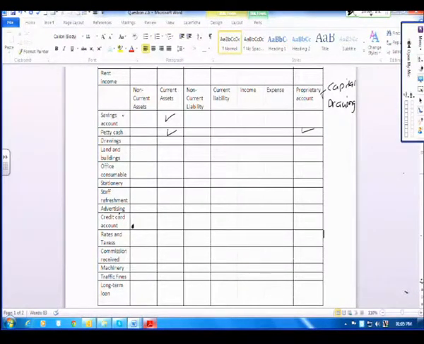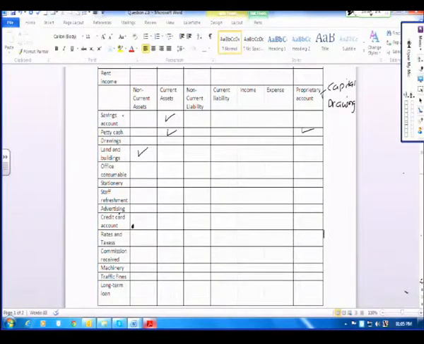And we move on to our land and buildings. We spoke about those. We said the land and buildings are non-current assets because we can use them for a period greater than a year. So we're going to put them in the non-current assets.